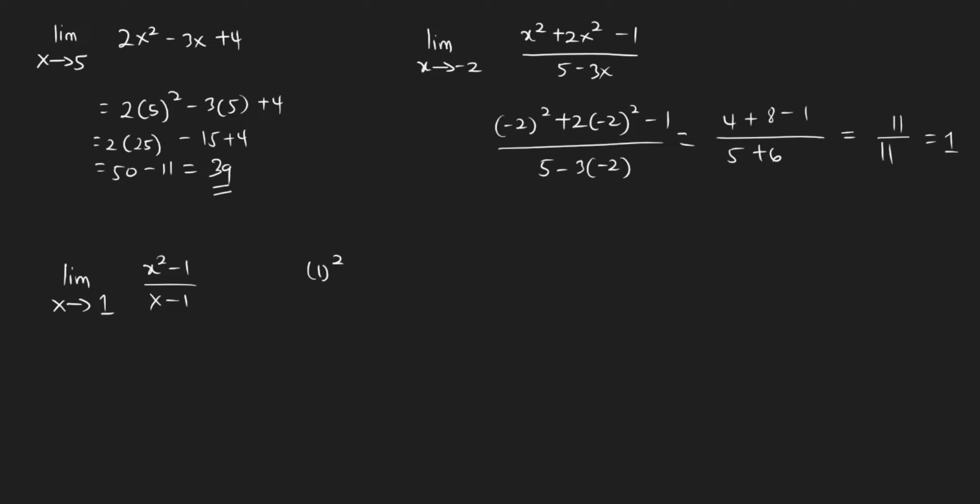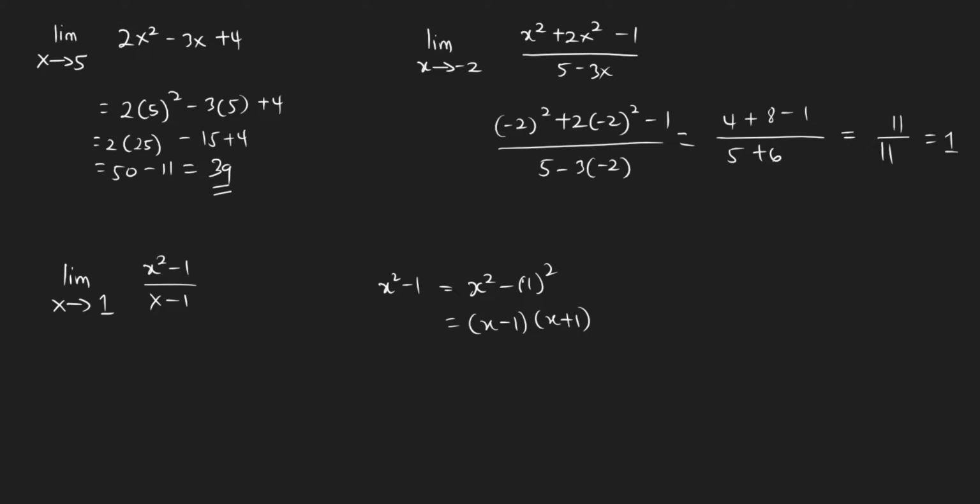We can do this by using the difference of squares. Let's look at the numerator. We have x squared minus 1, and I can write this as x squared minus 1 squared. You see that we have a difference of squares there. Let me write this again: x squared minus 1 squared. I can write this as x minus 1 times x plus 1. That's the difference of squares.